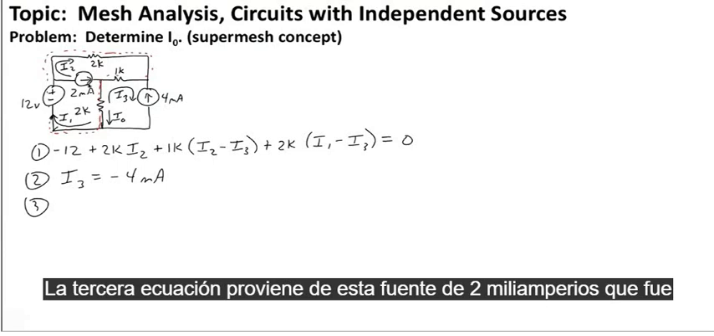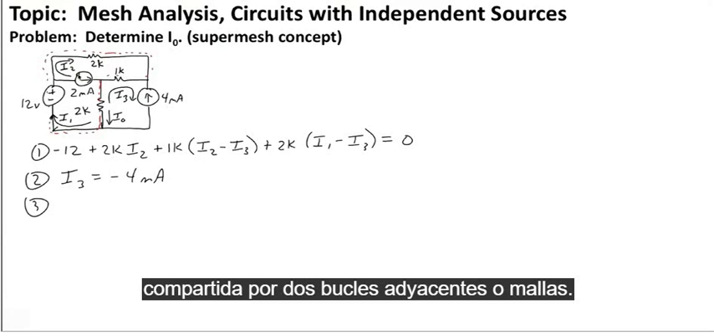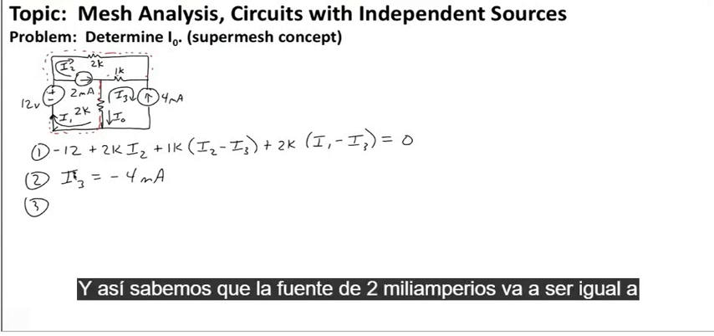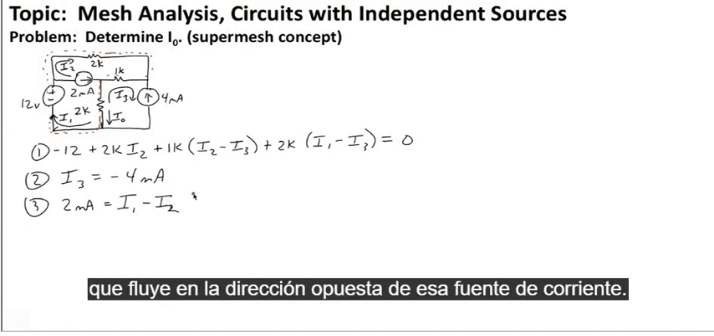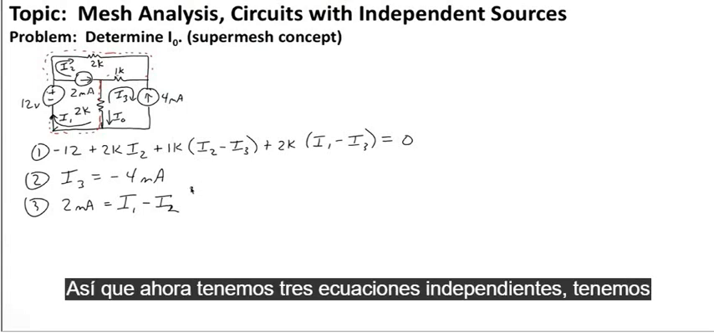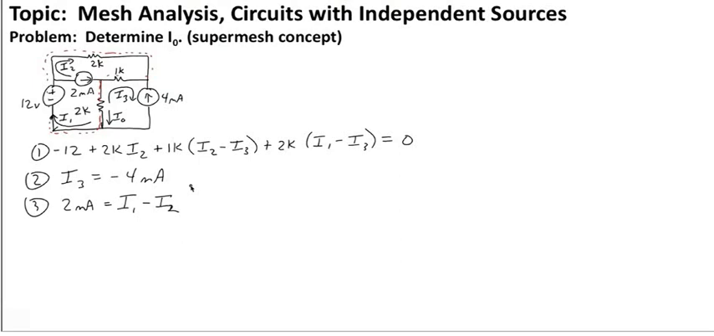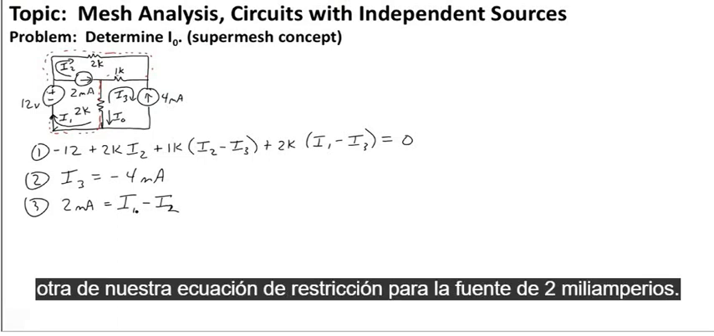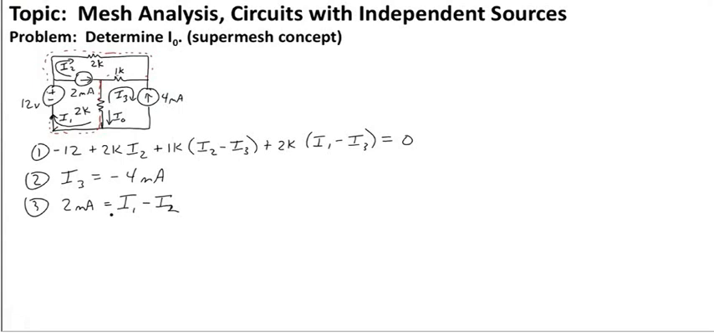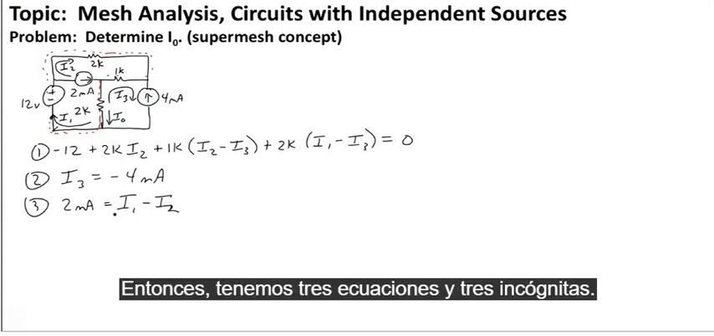The third equation comes from this 2 milliamp source, which was shared by two adjacent loops or meshes. And so we know that that 2 milliamp source is going to be equal to I1, which is flowing the same direction as it, minus I2, which is flowing the opposite direction of that current source. So now we have three independent equations. We have one from our super mesh, one from mesh or loop 3, and another from our constraining equation for the 2 milliamp source. So we have three equations and three unknowns.